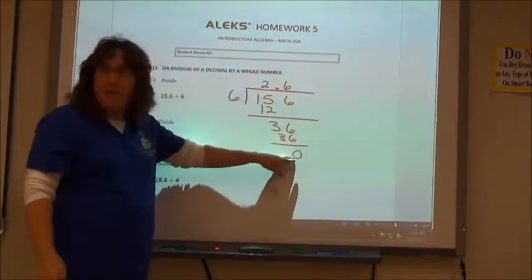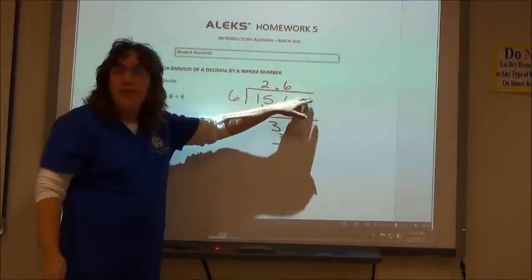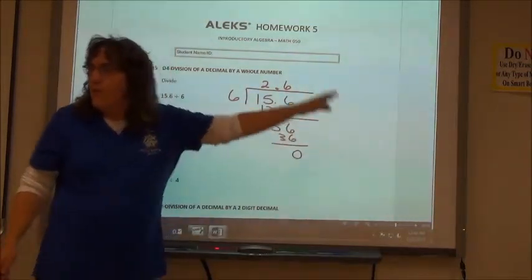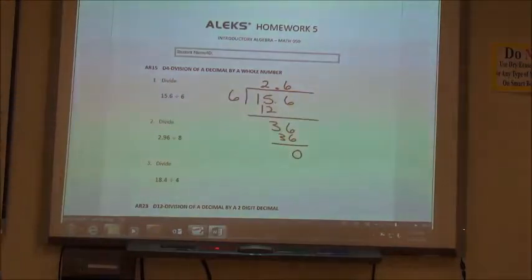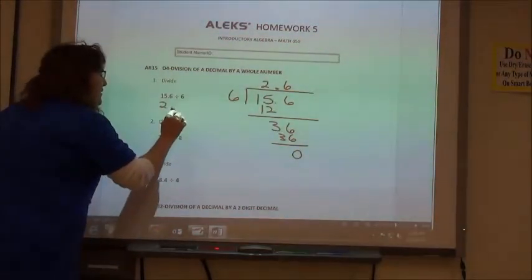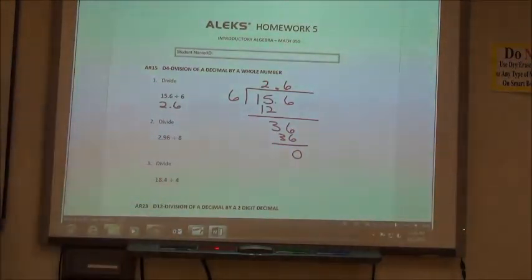If I didn't have a remainder of 0, I'd add a 0 on the end and bring that down and keep going until it ended. So in this case, we got 2.6 when we did our long division, right?